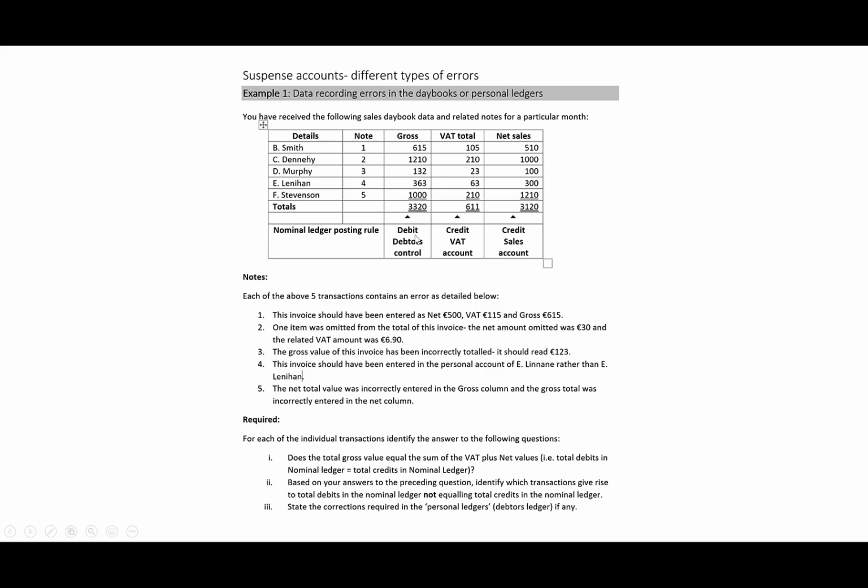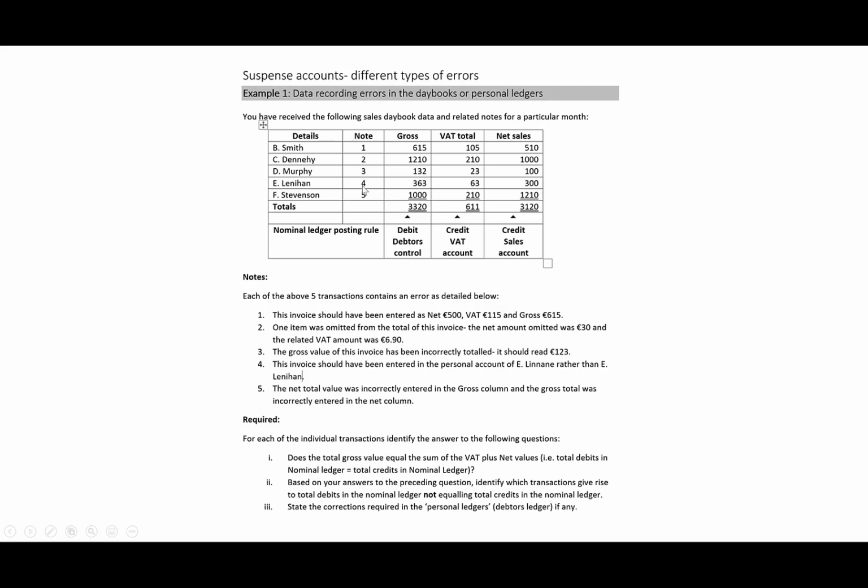Okay, remember the rule here is debit whatever's in this column and credit whatever is in these other columns. So here's one where the answer to question 1, does the total gross equal the sum of the VAT plus net? No, it doesn't. So that's a problem one there, the D. Murphy one. And that means that the trial balance will not balance because debits are greater than credits. Okay, so we will have a suspense account as a result of this error here.